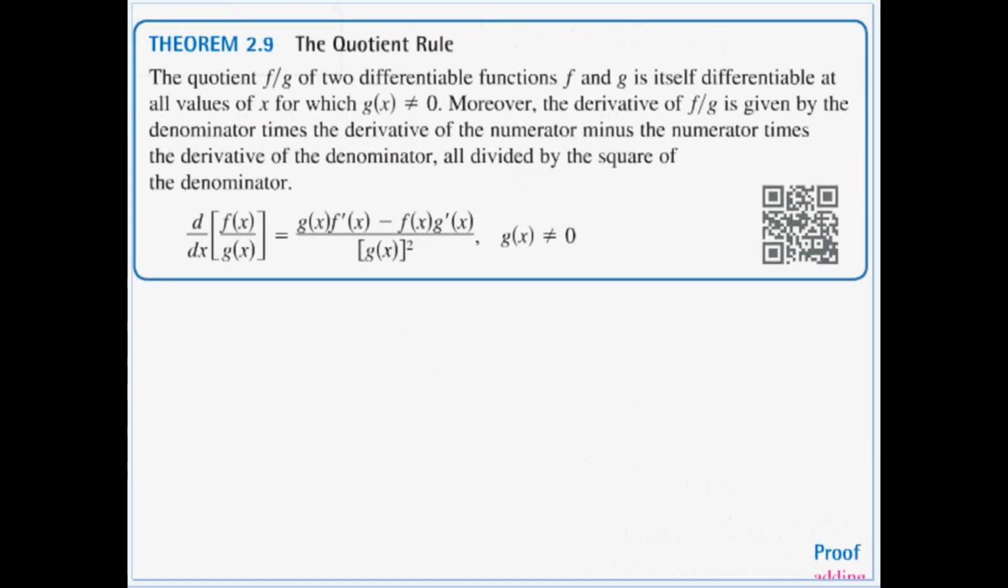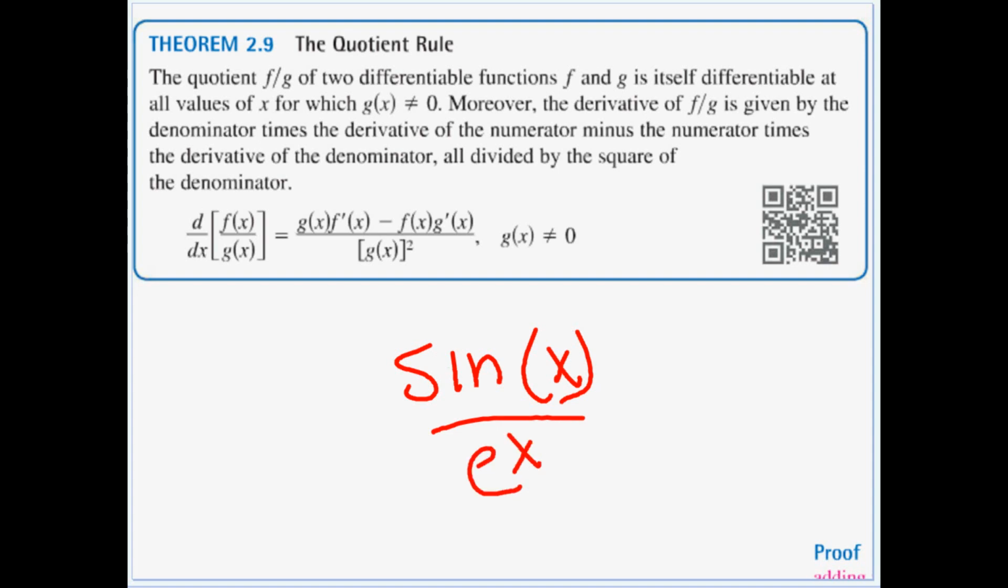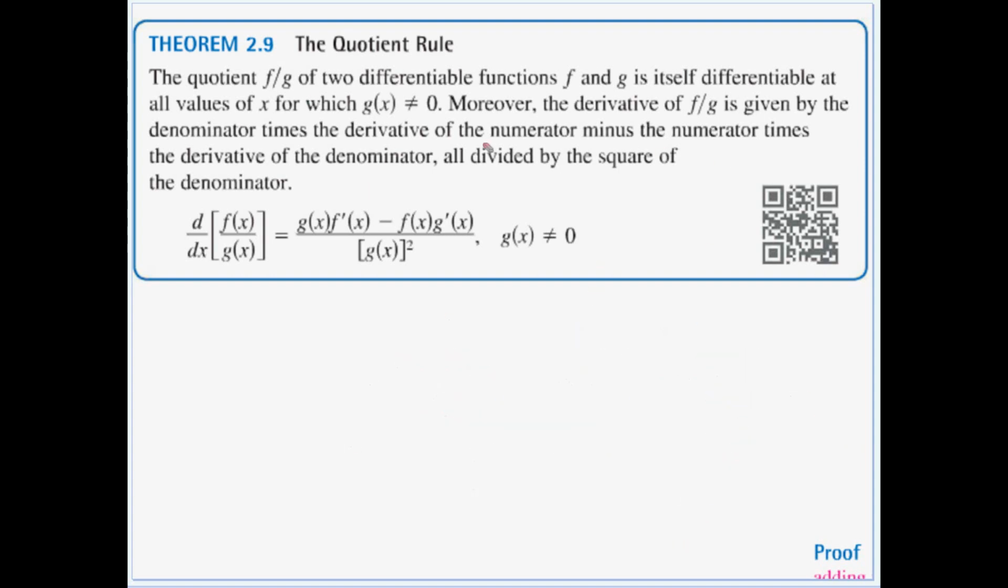All right, we've done products. Now quotients. What if we have a function like this? What if we have sine x up top and e to the x downstairs? Do we just derive sine into cos and e to the x is its own derivative? No, that's too simple. It's not going to work. We have to use the quotient rule when our function is in the form of a quotient.